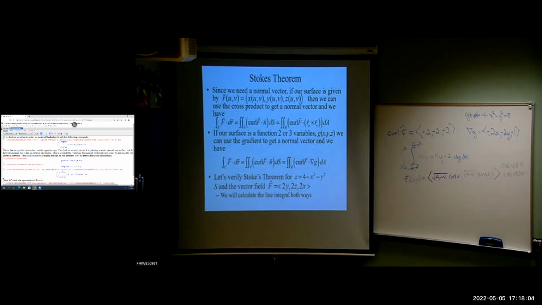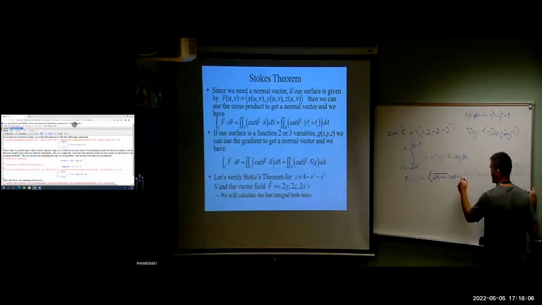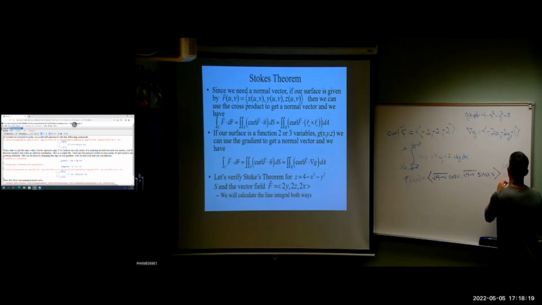Okay, so we've got square root of 4 minus v cosine u, square root of 4 minus v sine of u, v. And v is going from 0 to 4. This isn't much better.